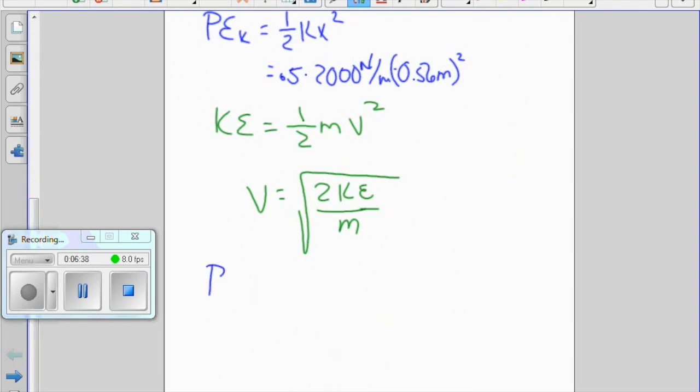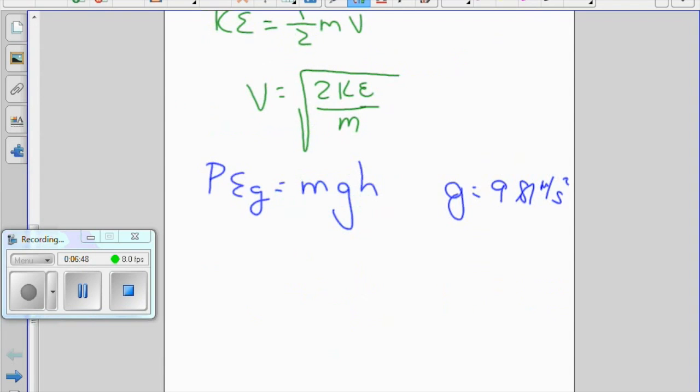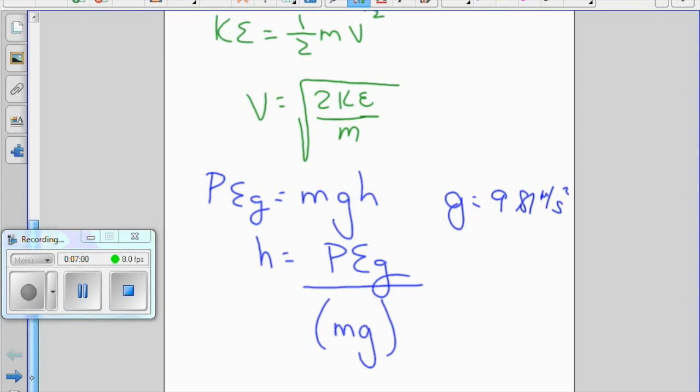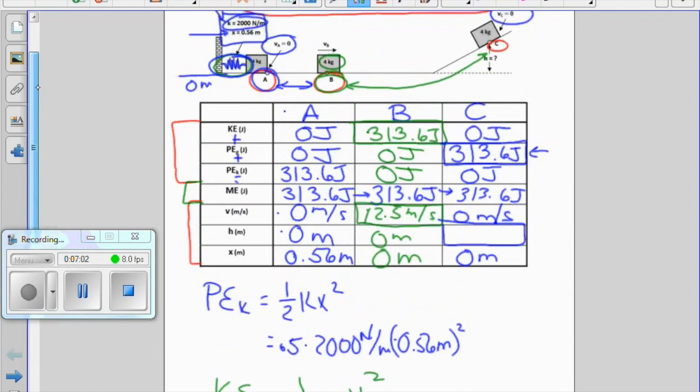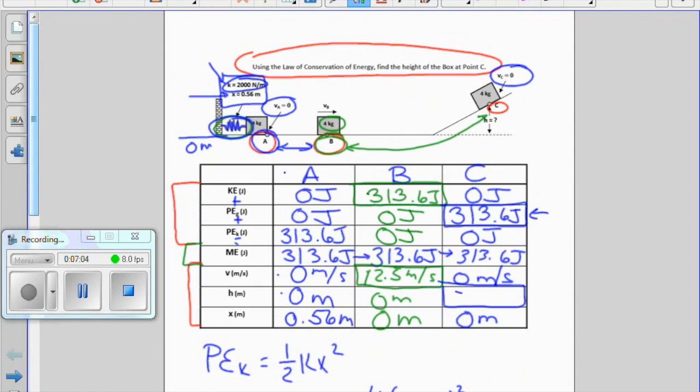Coming down here, I have PE_g is equal to mgh, where g is equal to 9.81 meters per second squared. If I solve for h, I get that h is equal to the gravitational potential energy divided by mass times gravity. So if I plug in this information, I should get that the final height is 7.99 meters.